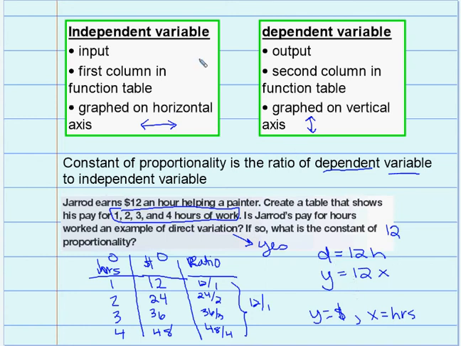Okay, so that's direct variation, kind of quick and in a nutshell. The next lesson we'll talk about problem solving using direct variation, so we'll get some more practice. And with that, I guess I'll see you in class.